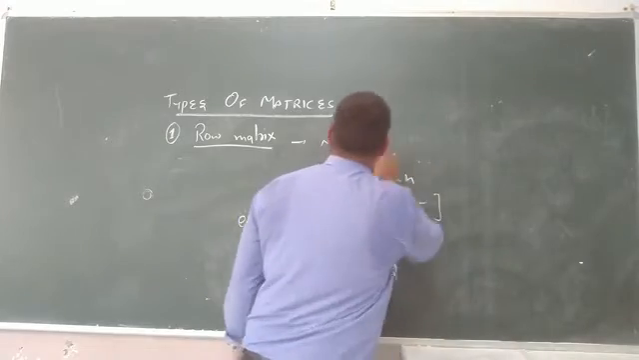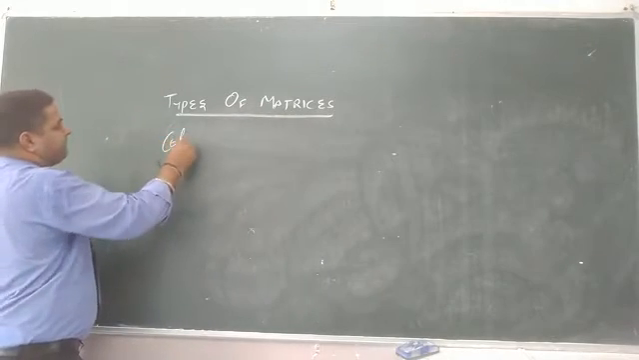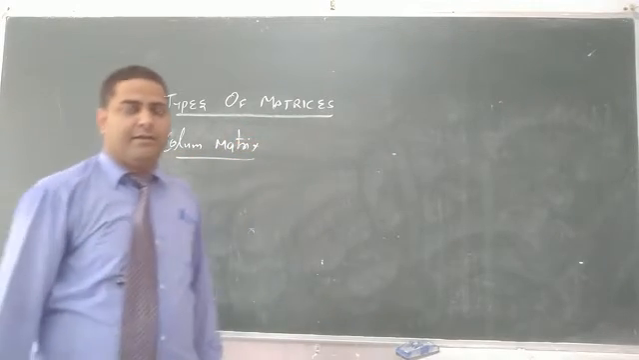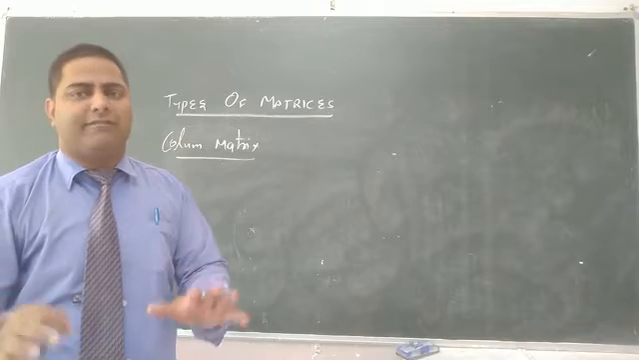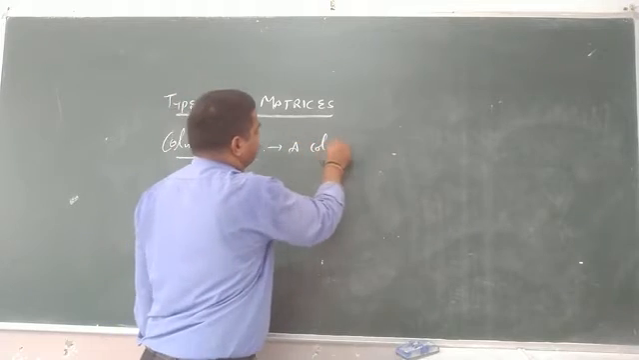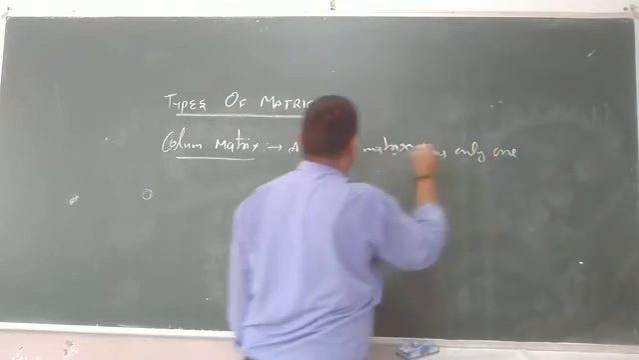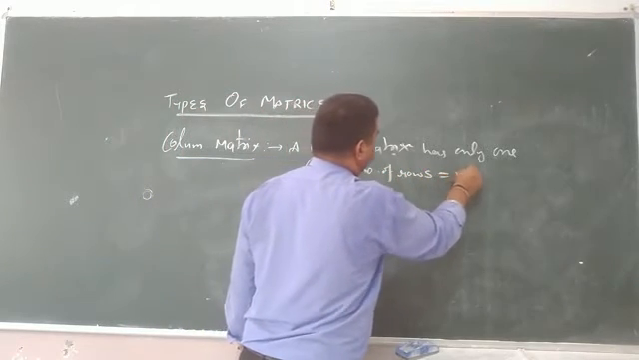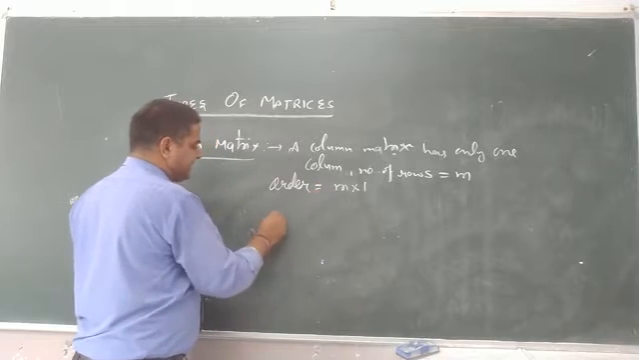Now the second type is column matrix. What is this column matrix? Column matrix is similar to row matrix. In a column matrix we have only one column. Number of rows may be different, it may be 1, 2, 3, 4, whatever, but number of columns should be 1. So a column matrix has only one column, number of rows equal to m. So we write order in the form of m into 1. Right?